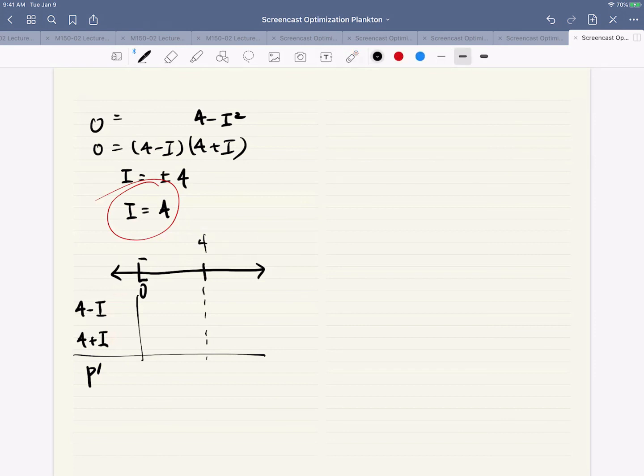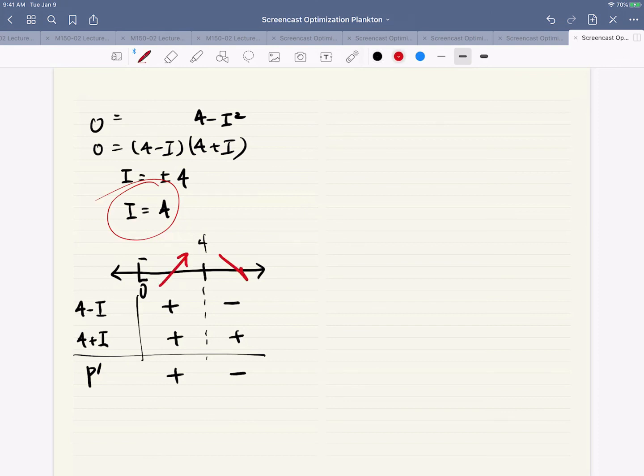So let's use those. The second factor, 4 plus I, is always positive, because you take a positive number 4 and you add a positive number to it, you get a positive number. That's why these are both positive. The other factor is different. It starts out positive, and then when I gets bigger than 4, it turns negative. These together tell us that the derivative on the first interval is positive, and on the second interval is negative.